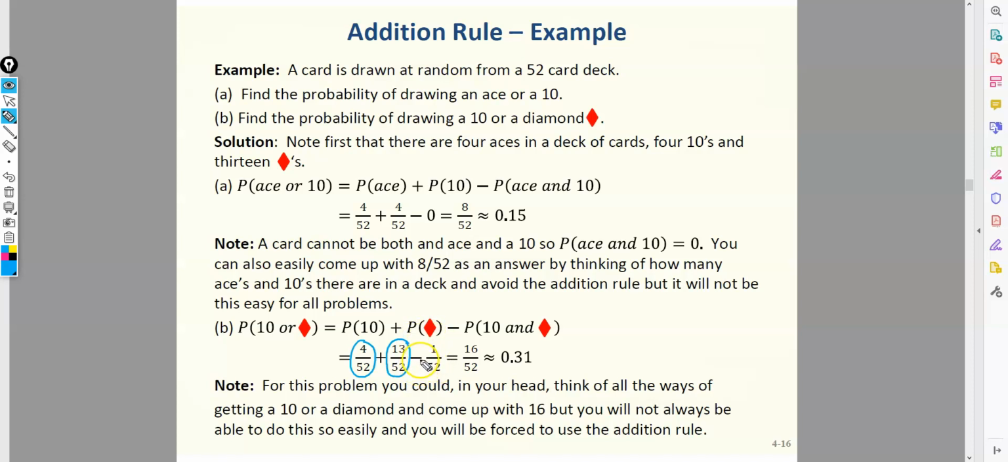And then we have to subtract off the probability of a 10 and a diamond. Well, that basically just means the probability of getting a 10 of diamonds. And there's only one card in the deck that has this property that is both a 10 and a diamond. It's the 10 of diamonds. And so your probability for this part is going to be 1 over 52. So our answer is 4 over 52 plus 13 over 52 minus 1 over 52, and we get 16 over 52, or approximately 0.31.